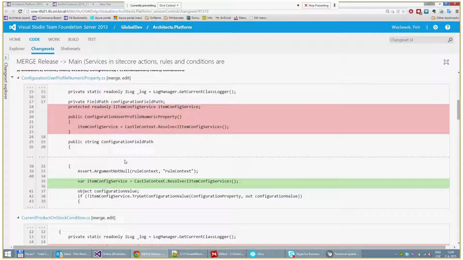So I have changed it in all the rules and conditions that I have found using this pattern, and now we should use only resolving the services within the execute or evaluate method. Also keep in mind that these objects are cached and those methods are called from parallel threads.